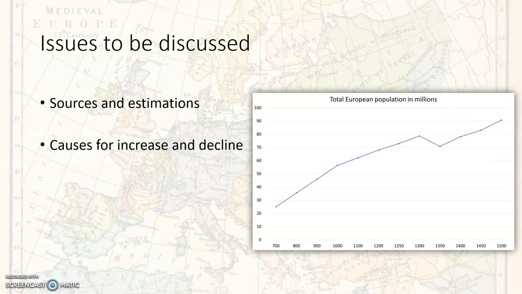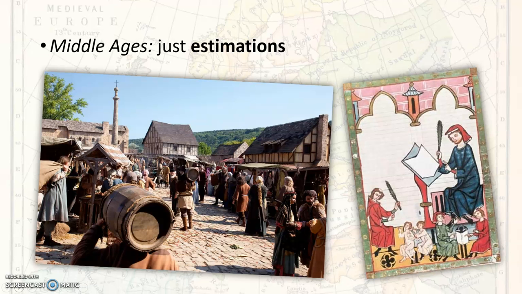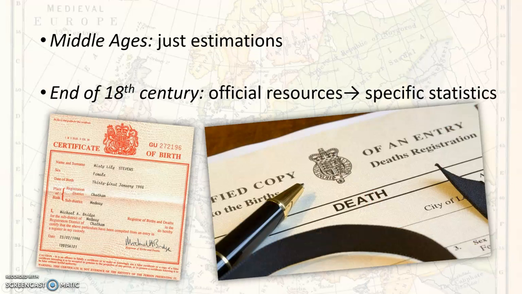But where do historians get these numbers? And what were the other causes for the fluctuations, besides the plague epidemic? The numbers mentioned above are, of course, mere estimations. Even today, population numbers are not perfectly exact, as population numbers change all the time. But for the last few centuries, researchers have resources at their disposal which allow for pretty specific statistics.